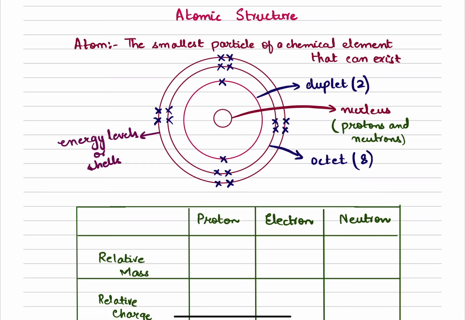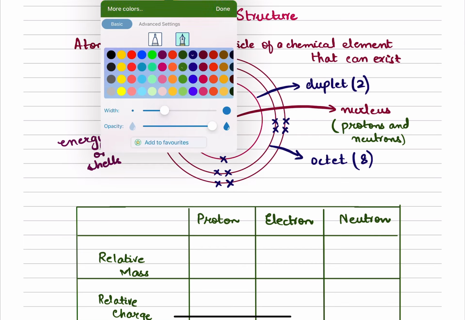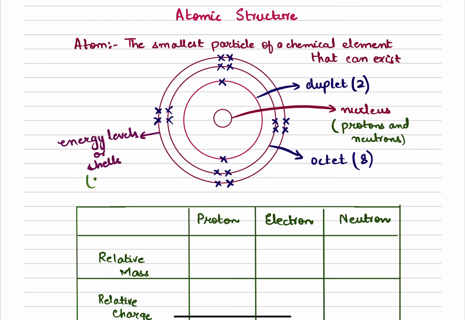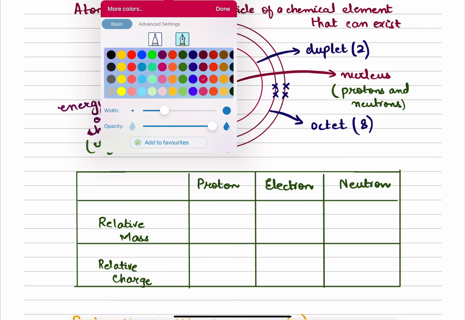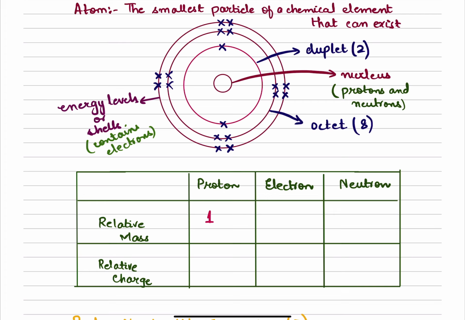This is for sure. Now, since we have studied that there are 3 subatomic particles, electrons, protons and neutrons, we will see the relative charges and the relative masses. So let's see the relative mass and the relative charge of protons, electrons and neutrons. The relative mass of a proton is 1. The relative mass of an electron is negligible, 1 over 1840. And the relative mass of a neutron is also 1.